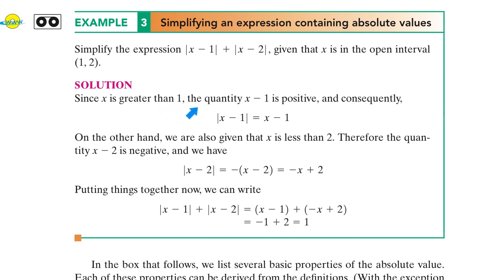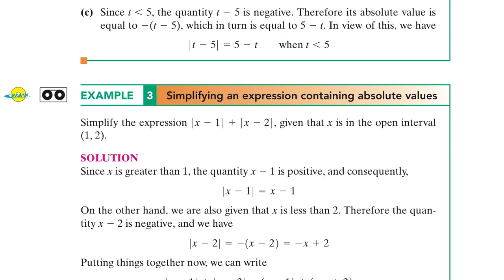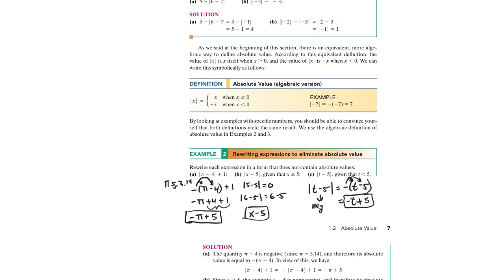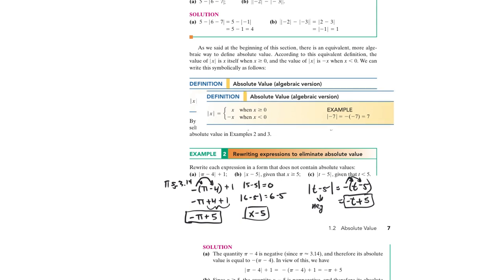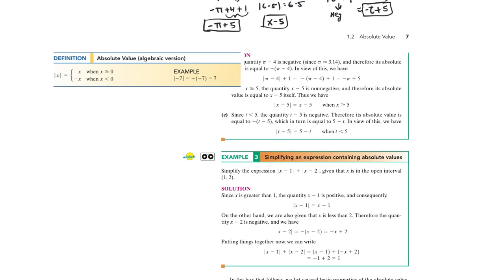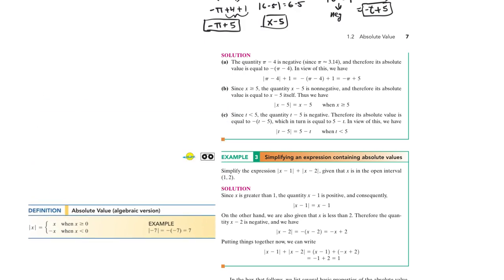Since x is greater than 1, the quantity x minus 1 is positive. And consequently, right here, this goes right from our description above. In fact, I'm going to copy it right here. So this little statement is going to get used over and over and over, and it is especially being used right here.